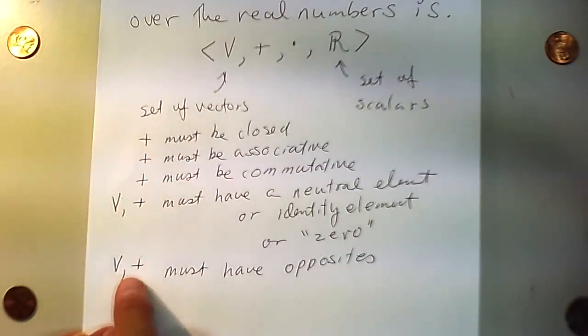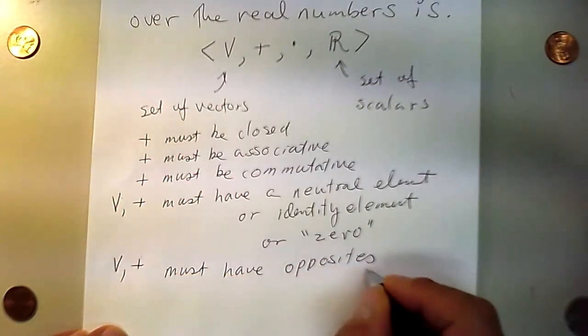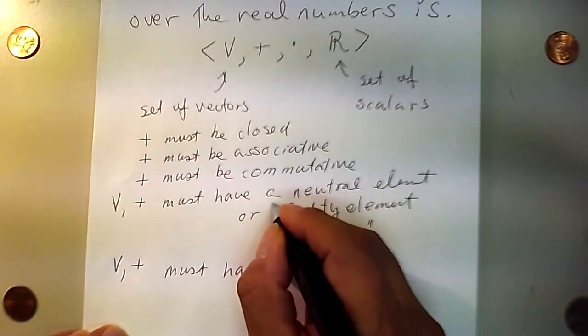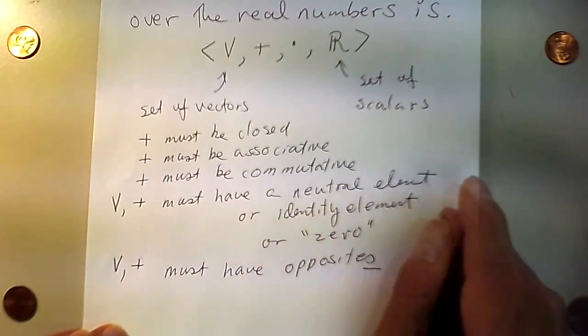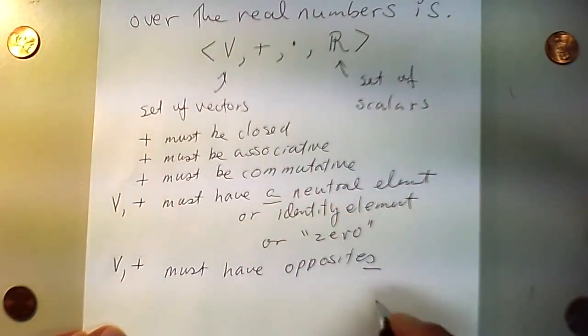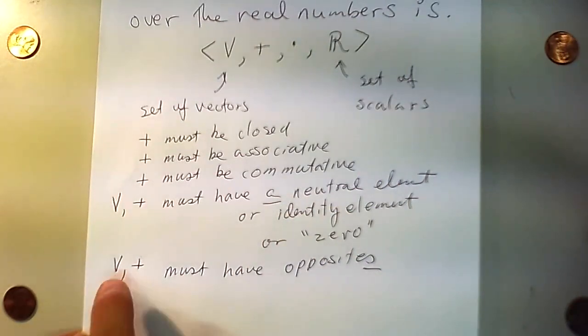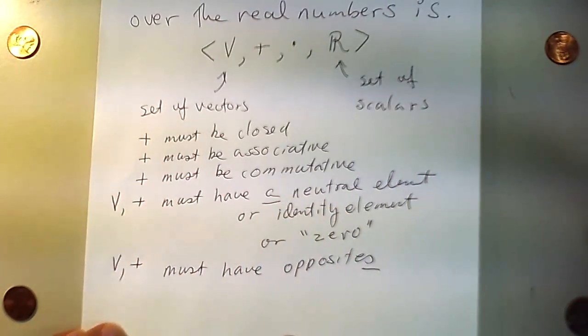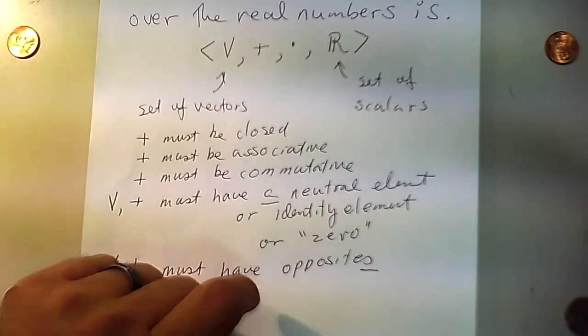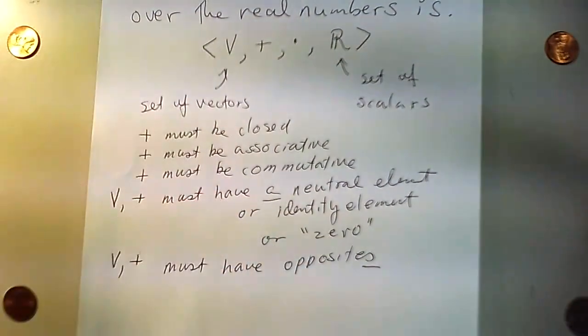Notice that here I'm using plural. Here I'm using singular, neutral. So one neutral versus many opposites. Every element in V has to have its opposite. What is the opposite? It is the one that added to the original element gives you the neutral element.